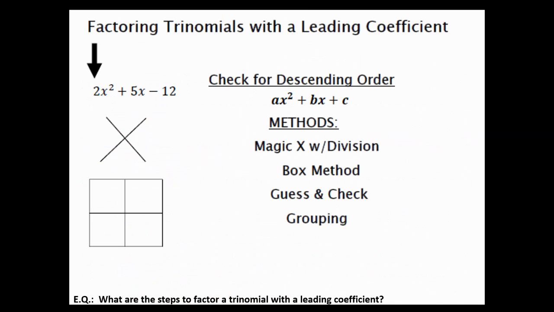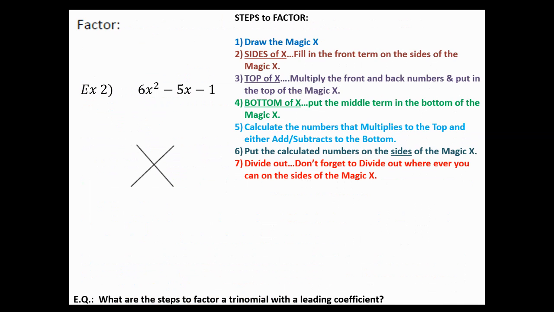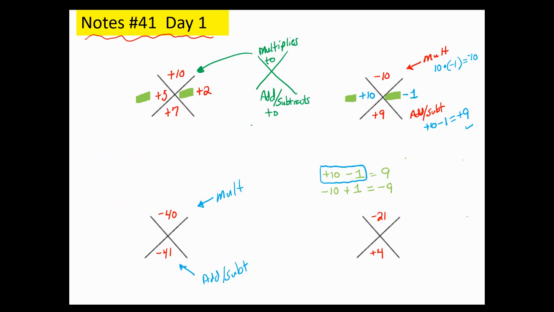Let me go back to the... Did I go the wrong way here? I did. Sorry. Hold on. So I need a 40 and a 1. What kind of 40 and what kind of 1 add up to negative 41? Negative 40 plus another negative 1 equals negative 41.